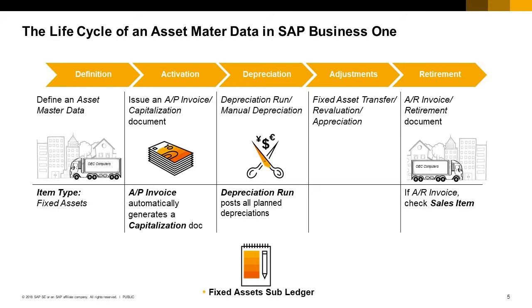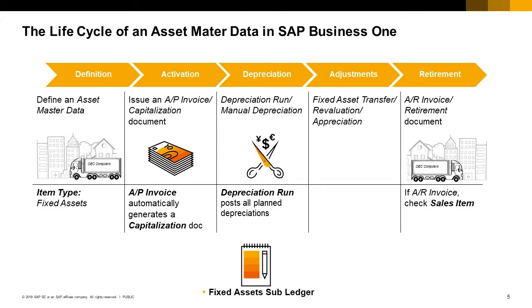The first step is to set up a fixed asset in the Fixed Assets Master Data window. This window allows you to define and manage all fixed assets item types. In our example, we will set up a fixed asset record for a new truck that OEC Computers purchased at the beginning of the fiscal year. An Asset Master Data record is activated when the user purchases a fixed asset using an AP invoice. The AP invoice automatically generates a capitalization document. The user can choose whether to generate the capitalization document directly, or to automatically generate it from the AP invoice.